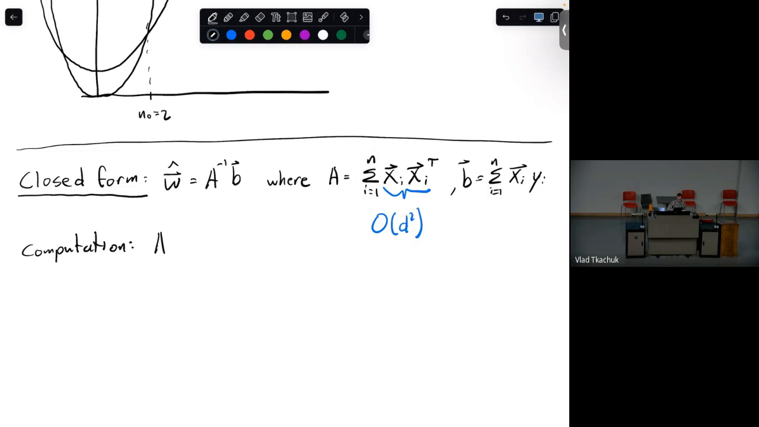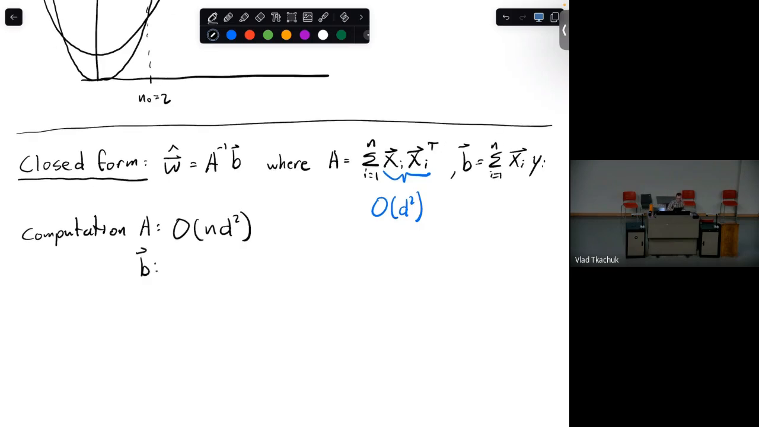So I write computation for A. What does that look like? That looks like big O of n d squared. Should make sense. Then there's computation for B. This one turns out to be less than A, unsurprisingly. Here, this thing's d plus 1 dimensional. You multiply by a number, so that's just d plus 1. And then it's times n. So you have big O of n d.